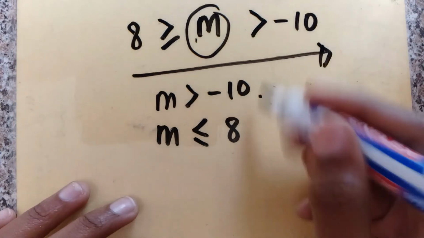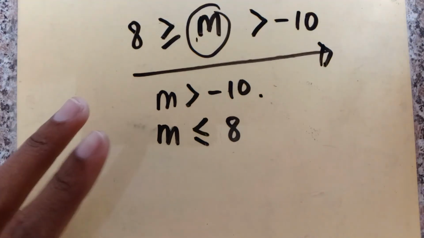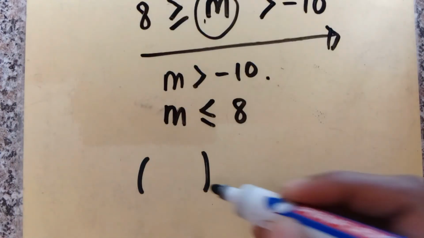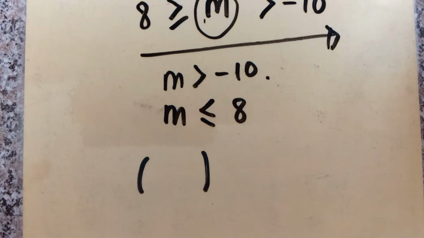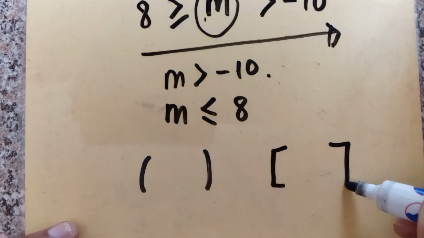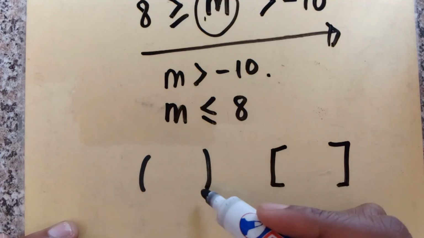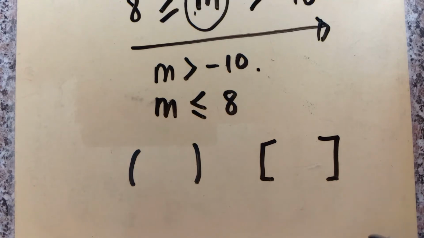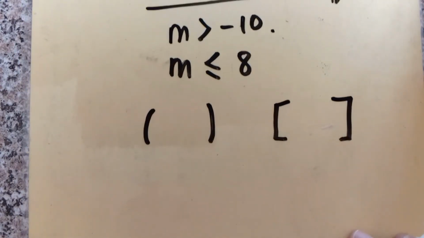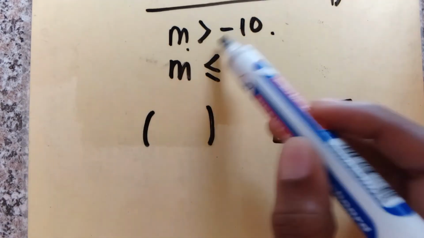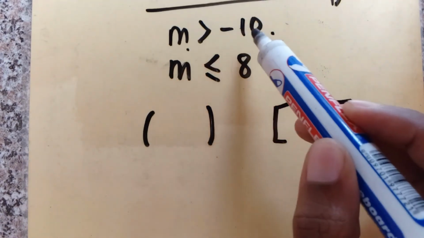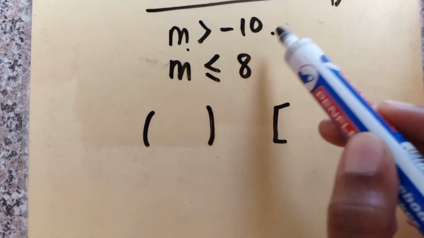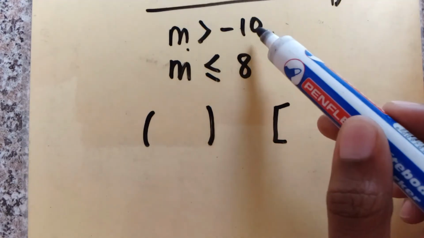To be able to write this answer in interval notation, we have to know a couple of things. The first thing is that round brackets indicate that a number is not included, and square brackets indicate that a number is included. What do I mean? So let's check, for example. This says that m is greater than negative 10. If m is greater than negative 10, it means that m cannot be negative 10. It can only be numbers that are greater than negative 10. That means that negative 10 is not included.